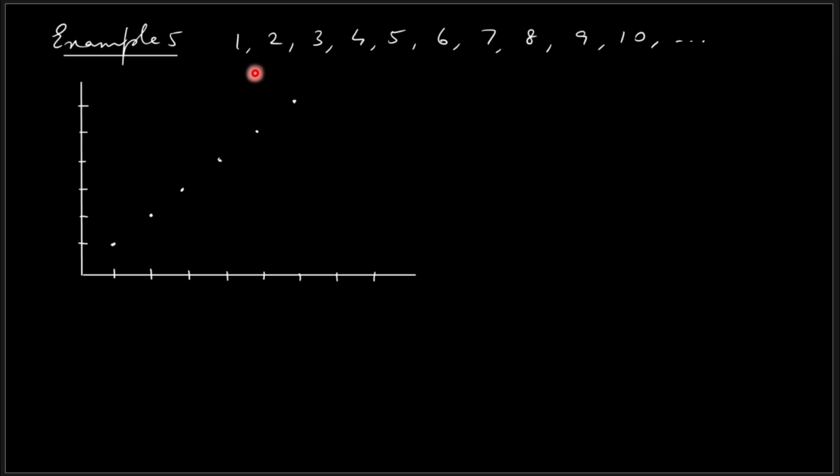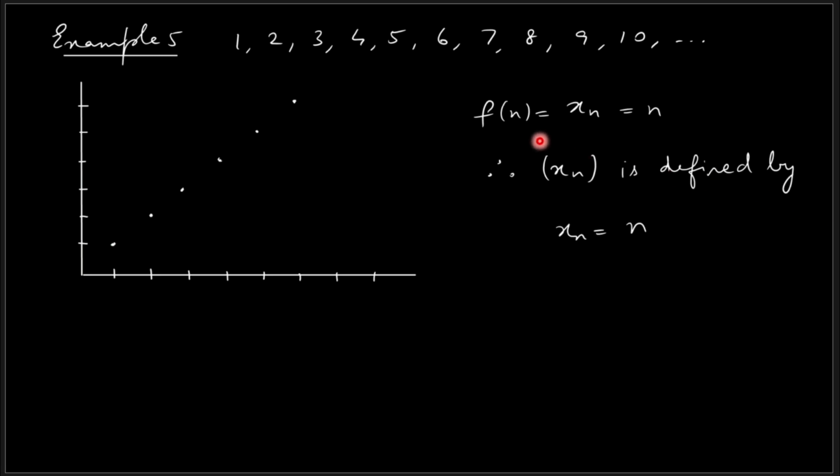For the fifth example, we have this sequence 1, 2, 3, 4, 5, 6, 7. The first term here is 1, second term here is 2, third term is 3, fourth term is 4 and so on. So we plot 1 comma 1, 2 comma 2, 3 comma 3, 4 comma 4 and so on. So this sequence kind of follows this kind of behavior.